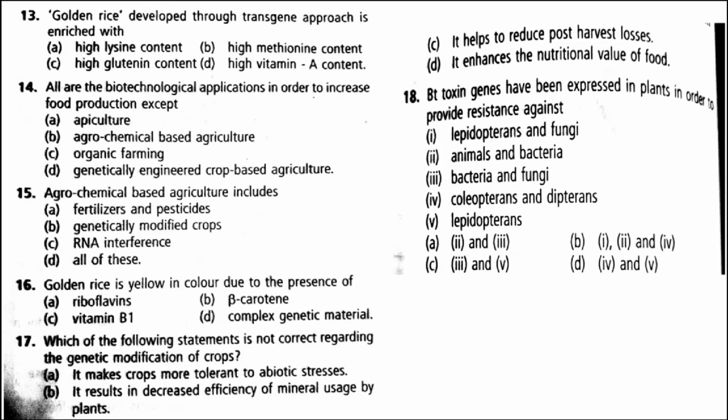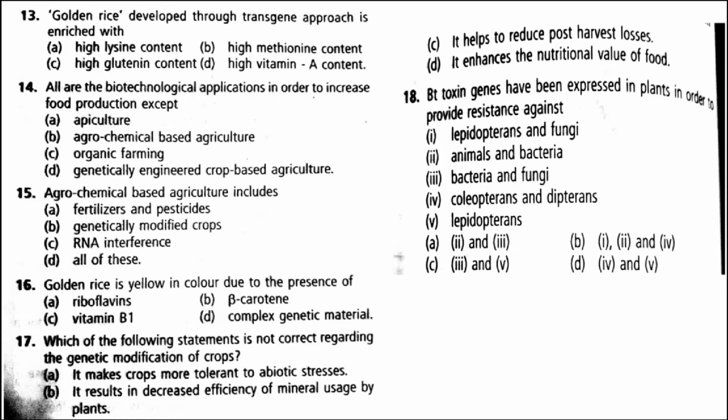Next, golden rice is yellow in color due to the presence of, we know the answer will be option B, beta carotene. Next, which of the following statements is not correct regarding the genetic modification of crops? A. It makes crops more tolerant to abiotic stresses. B. It results in decreased efficiency of mineral usage by plants. C. It helps to reduce post-harvest losses. D. It enhances the nutritional value of food. So here the answer will be option B.